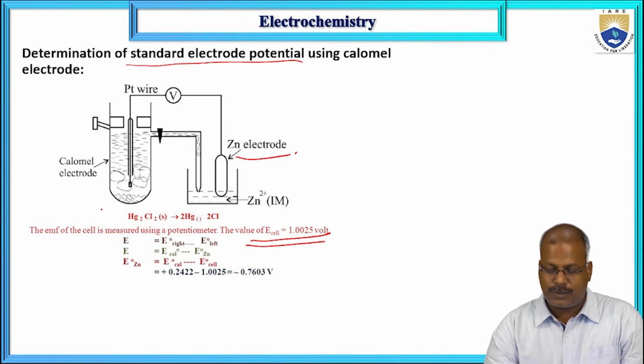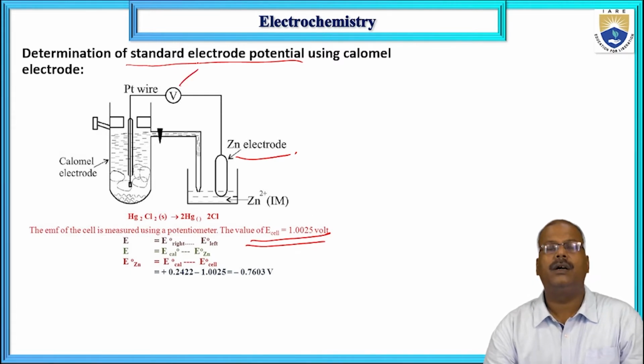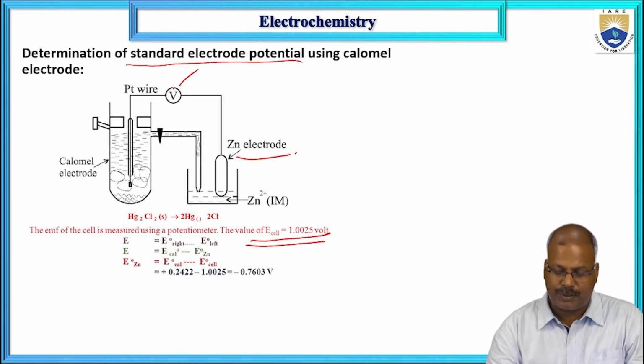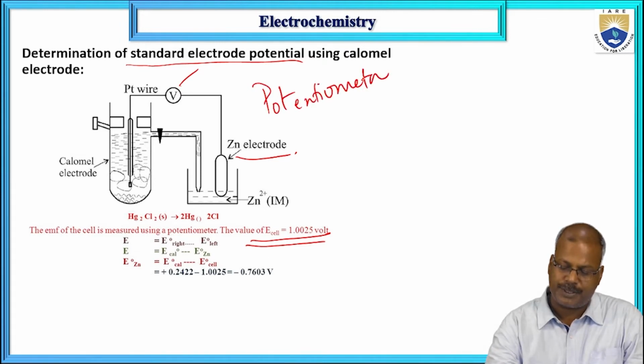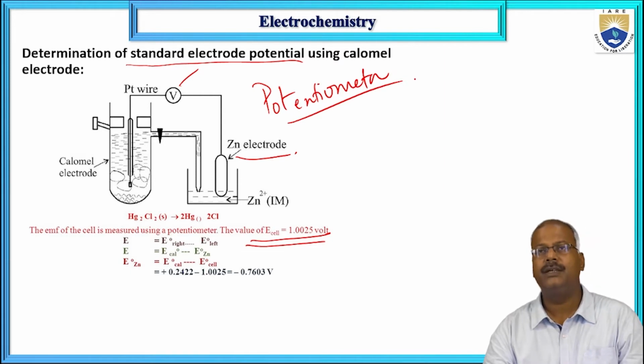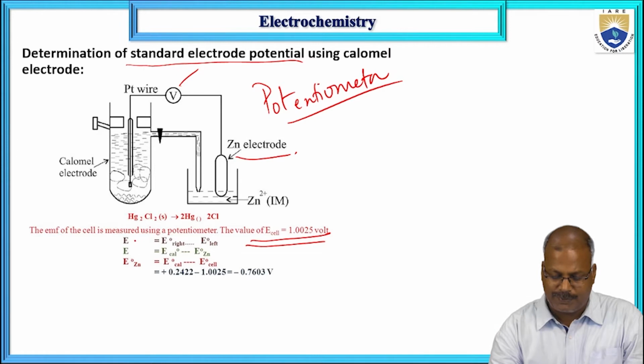Here the EMF of the cell is normally measured by a potentiometer. A potentiometer is used to measure the cell potential or cell EMF. So the cell EMF is equal to E naught right minus E naught left. Here E naught right means reduction, left means oxidation.